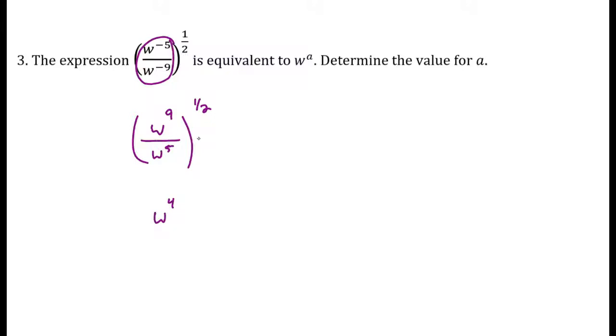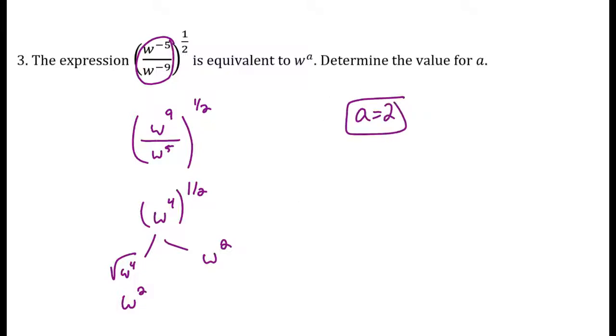When I subtract, 9 minus 5 is 4, which is exactly what you got if you didn't do that move first. To the 1/2. Now I have two options here. I can use power to a power, 4 times a half is 2, or I can say I have the square root of w to the 4th, which is w squared. So what's the value of a? A equals 2.